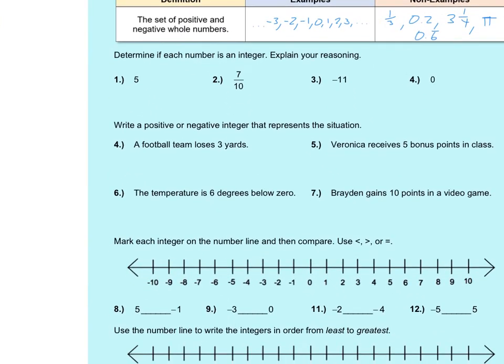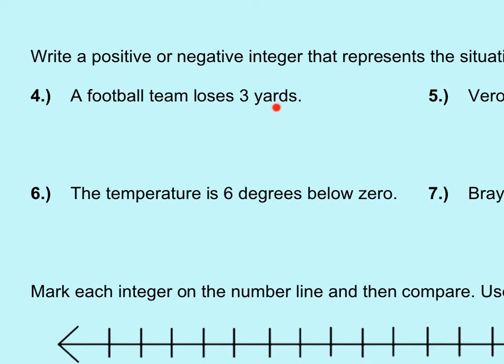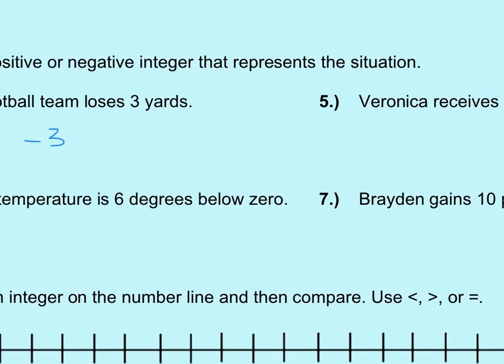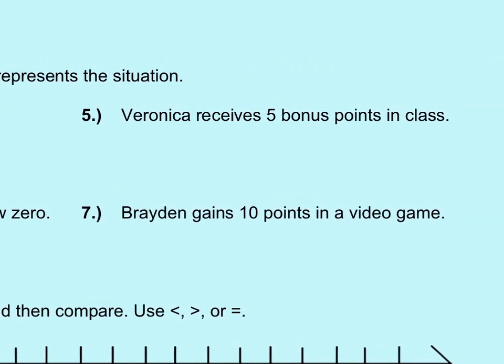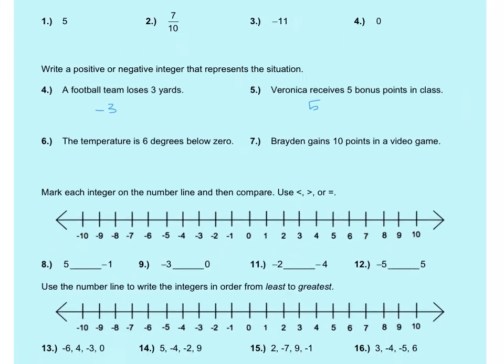Now, the next set of questions has you write an integer for the situation. So the first one is a football team loses 3 yards. Well, loses is go backwards. In other words, we're going negative. So this would be -3. If it was gaining 3 yards, it'd be +3. For example, Veronica receives 5 bonus points for class. She's gaining 5, so it'd be +5. So you see, just write the symbol that goes with it. However, whenever a number is positive, we don't have to write the plus sign. We just call it 5 like that. Okay, the other ones are for you.